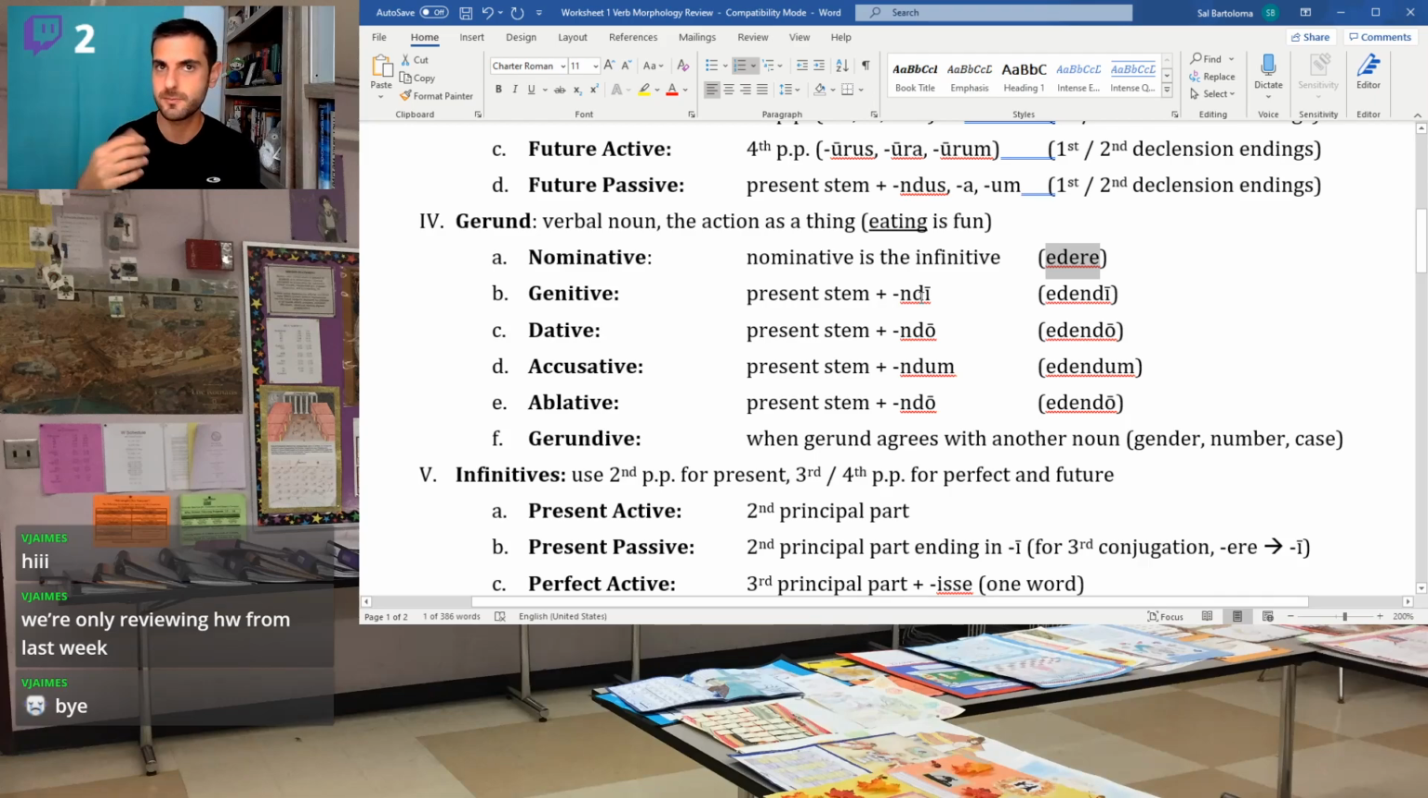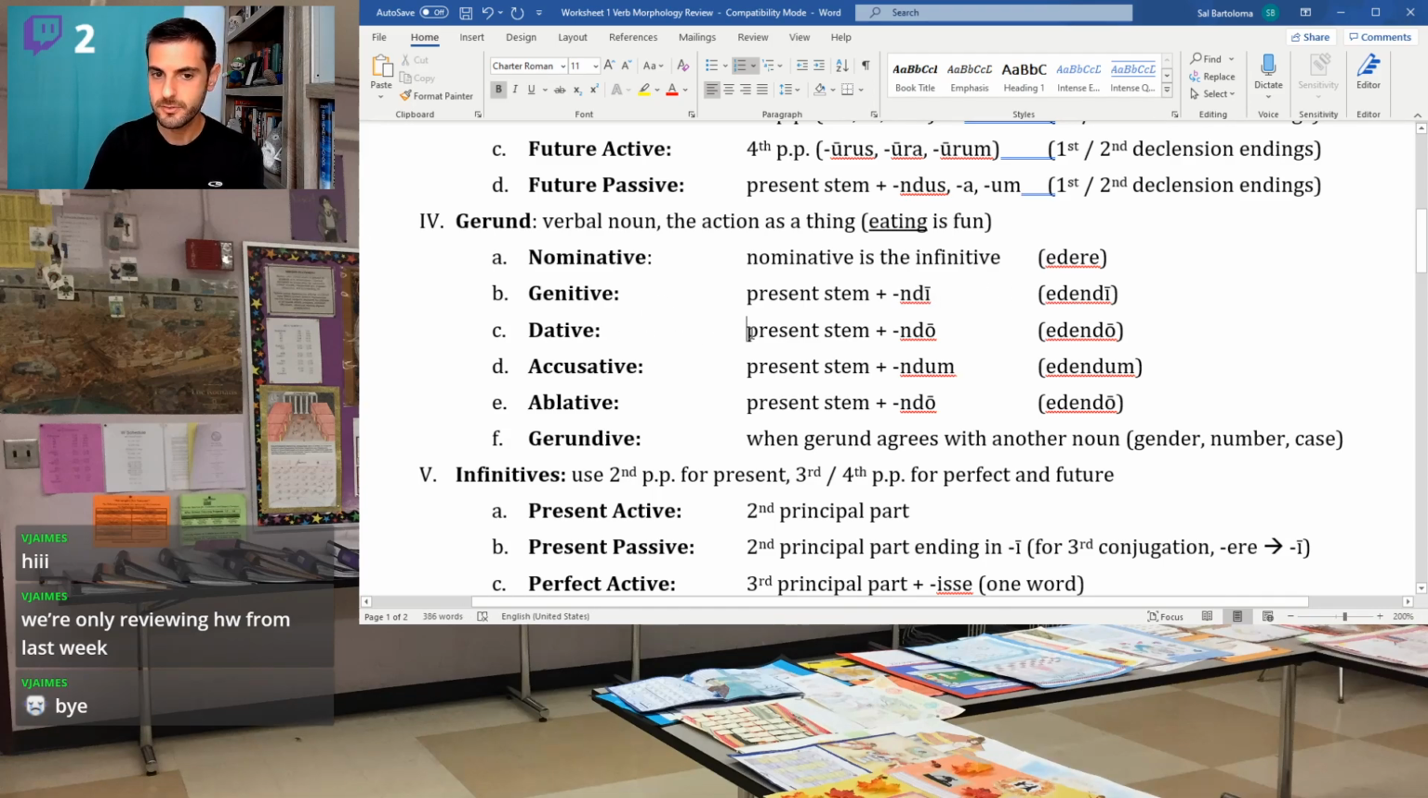When you put the gerund into other cases, when you have to decline it, for instance in the genitive, if you talked about the art of cooking, or the joy of cooking, which is a great cookbook that your parents might have, then we have to go into the gerund form. To make it, we take that stem and we add -ndi.